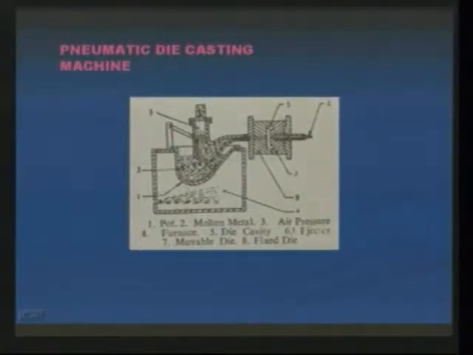The next one is pneumatic die casting. In the case of pneumatic die casting, this is also one of the important ones, where we are using the gooseneck. The gooseneck drops downwards and collects molten metal from the furnace, from the molten pot. We collect the molten metal from the pot, and air pressure is applied from the top. Due to this air pressure, the molten metal is projected into the die cavity, and with the movable die and fixed die movements, the corresponding product is developed.